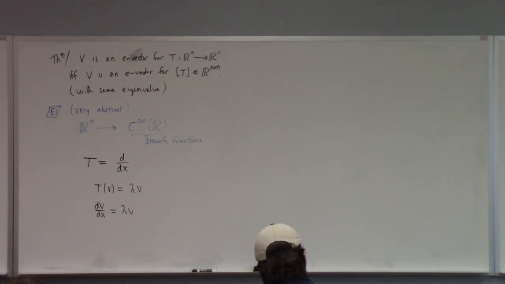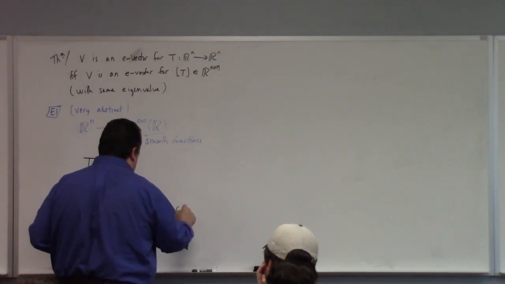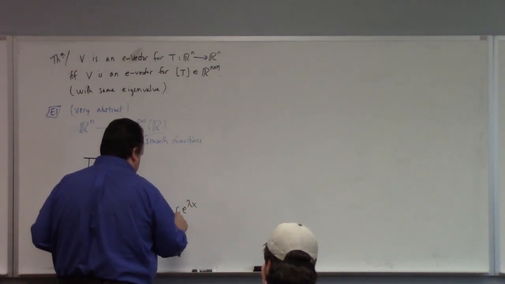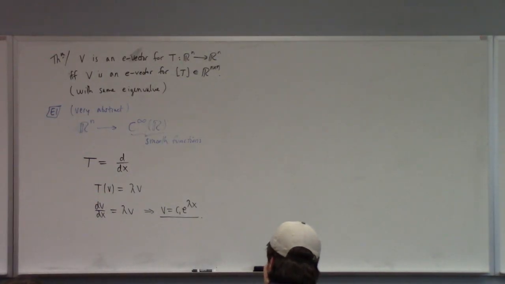Now, some of you had calculus too, yes? So you've studied differential equations. You know how to solve this, in fact, by separation of variables, right? What is the solution? v is c1 e to the lambda x. So that means that any constant multiple of the exponential function e to the lambda x is in fact an eigenvector for the differentiation operator.